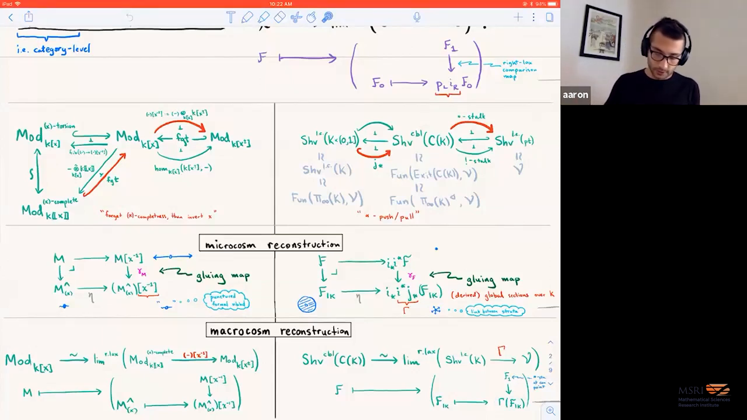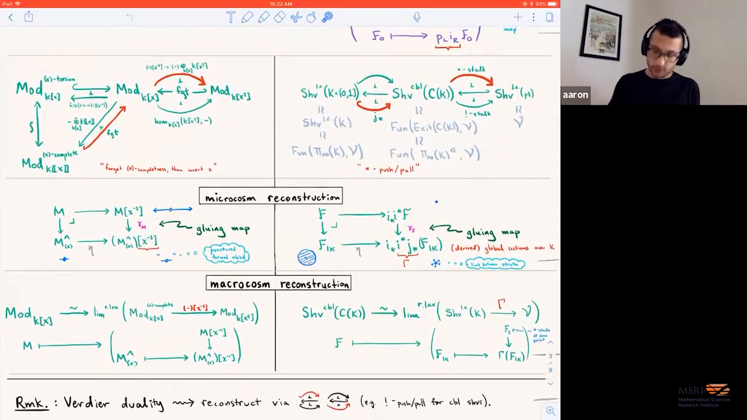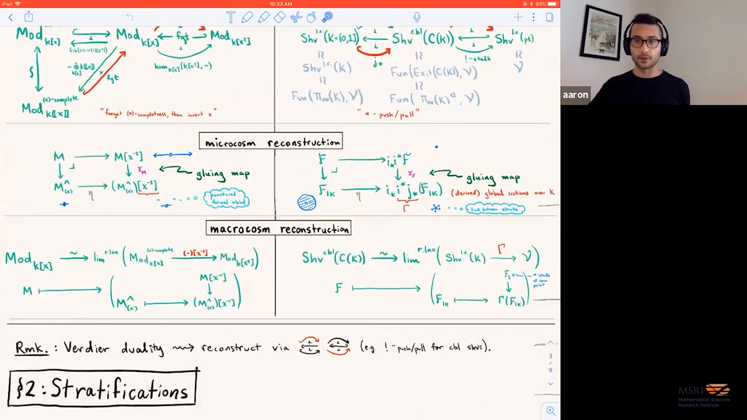Okay, one side remark here is there's a sort of abstract form of Verdier duality, which allows you to reconstruct by IL followed by PR instead of IR followed by PL. So for example, in the constructible context, you're going to be getting the shriek push-pull instead of star push-pull. So those are formally dual, and that duality actually just happens at the level of the recollement, and this remark applies later as well when I talk about stratifications, which I'll do now, unless there are any questions.